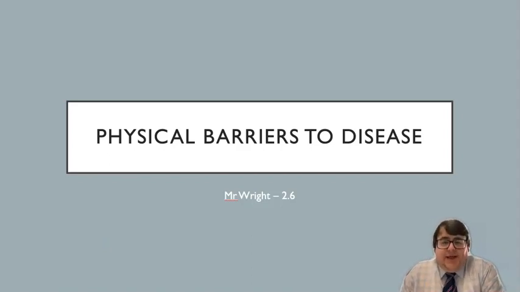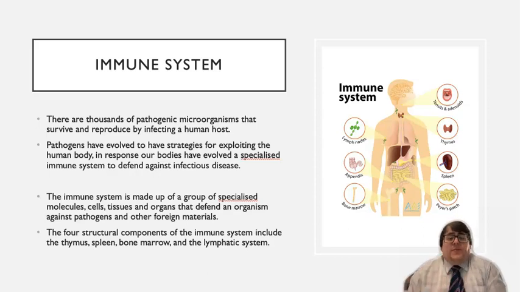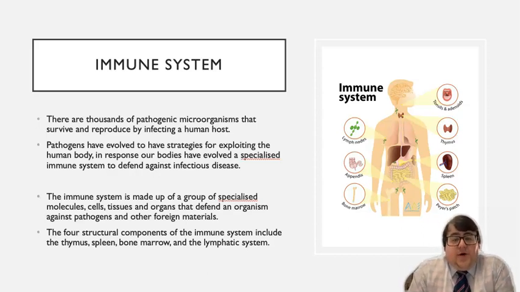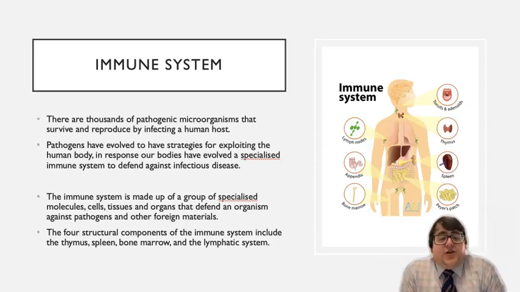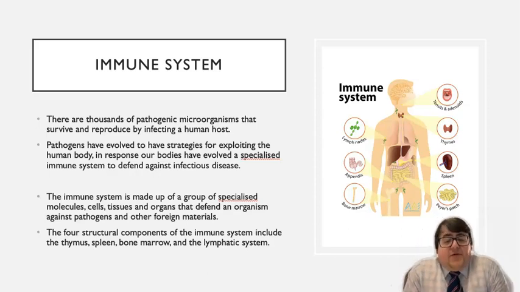the immune system is. So in terms of the immune system, there are thousands of pathogenic microorganisms that survive and reproduce by infecting a human host. We've talked about pathogens. We know that pathogens have evolved to have strategies for exploiting the human body. In response, our bodies have evolved a specialized immune system to defend against those infectious diseases. Our immune system is specifically made up of a group of specialized molecules, cells, tissues, and organs that defend an organism against pathogens and other foreign materials.